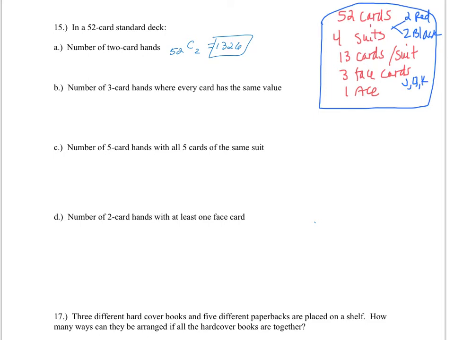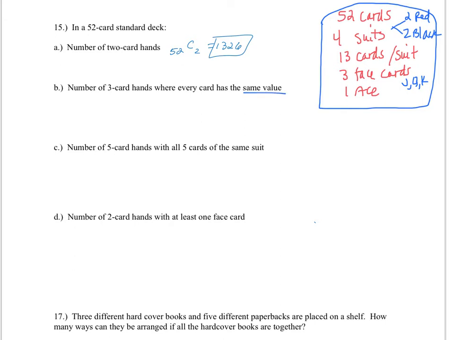The first question asks us to pick out how many 2-card hands there are. There are no specifics other than the fact that we are just picking out 2 cards. Well, out of my 52 cards, if I want to choose 2, I just do 52 choose 2, and there are 1,326 options.